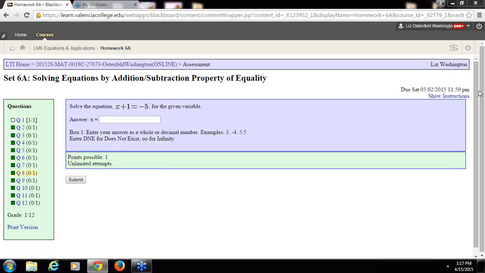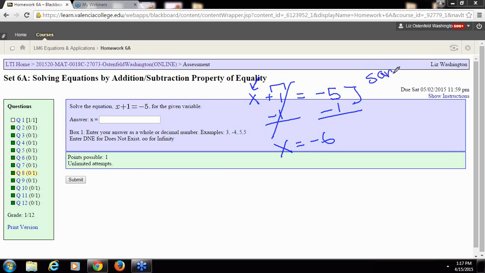Here's a different one just because it has a negative number there. But we're going to follow the same exact rules. In order to solve for x, I need to get rid of this positive 1. The only way to do that is to subtract 1. Whatever you do on one side, you have to do on the other. That cancels. x equals a -6, because these have the same sign, you are going to take the sum, which means to add them, and that's how we got the 6. Okay?